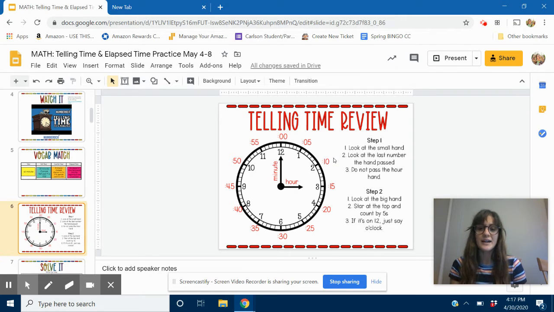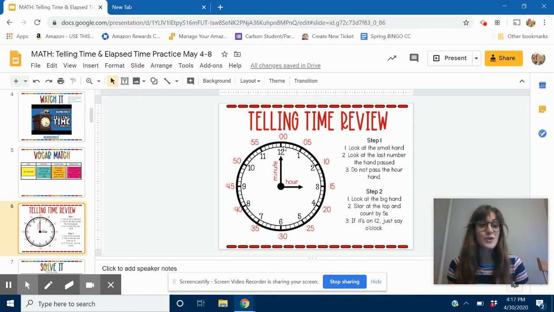Let's look at step 2 here. Look at the big hand. Start at the top and count by 5s. If it's on 12, just say o'clock. So let's look here. If the minute hand were pointing to this 12, which it is in this picture, we would say o'clock. So this is actually showing us 3 o'clock. But if it were pointing to here, it would be 5, 10, 15, 20, 25, 30, 35, 40, 45, 50, 55, and not 60, but o'clock.